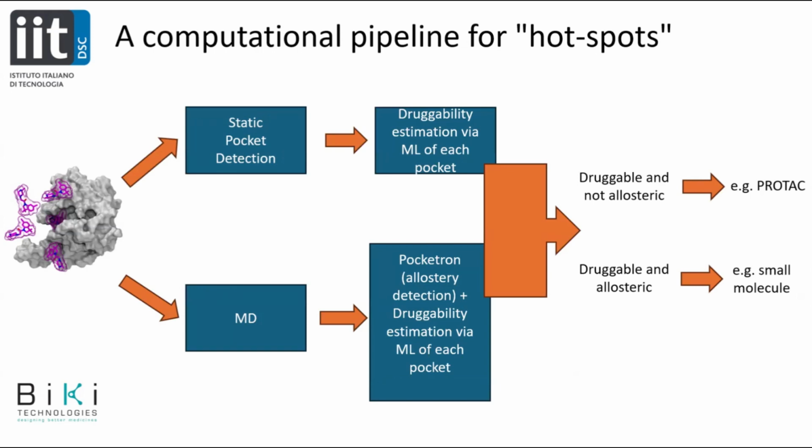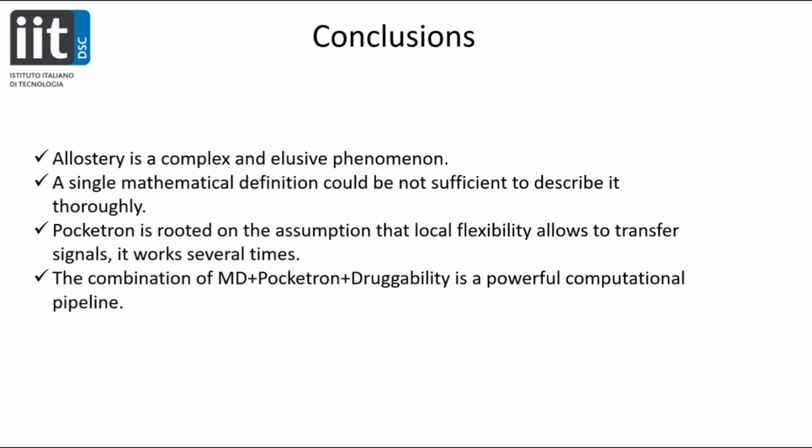If you detect allostery or an indication of it, then you have your druggable site, and you can go for a small molecule, for instance. However, with the same tool, you can do static pocket detection, still study your druggability or protacability, as we have seen before, and then maybe you go for something like a PROTAC, because even if it's not allosteric, maybe you can try to degrade it. So if you don't find allostery, it's not that you cannot do anything on these hotspots, which are good for selectivity. So in conclusion, allostery is a complex phenomenon.